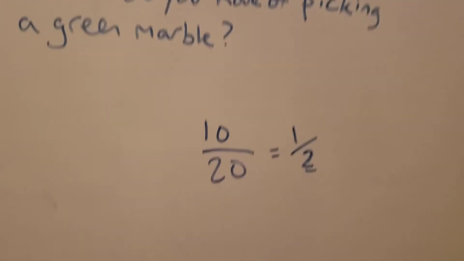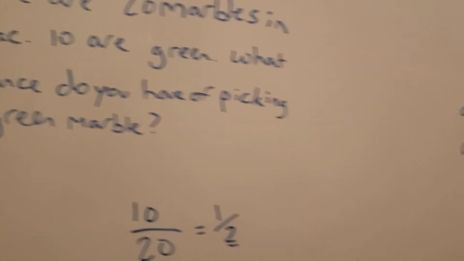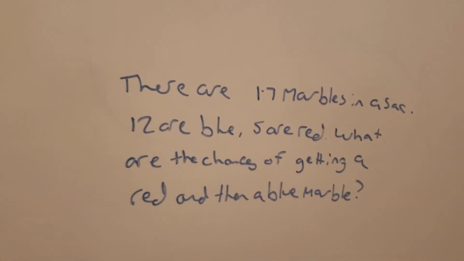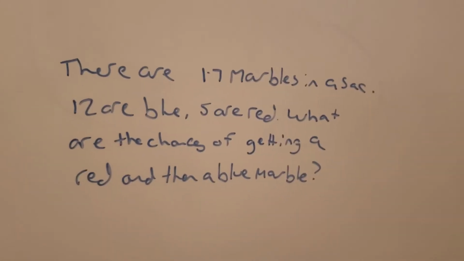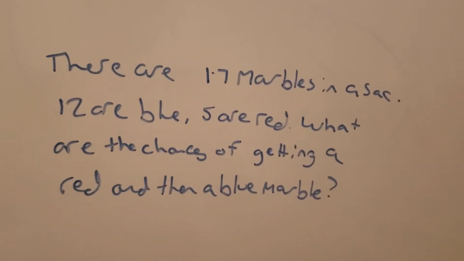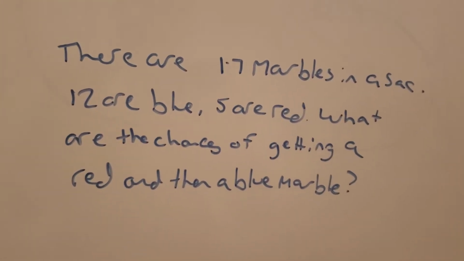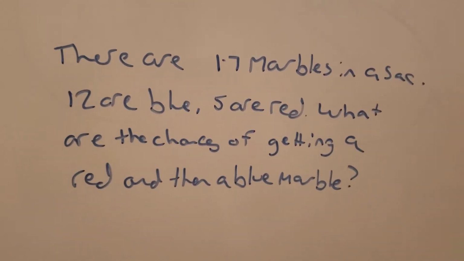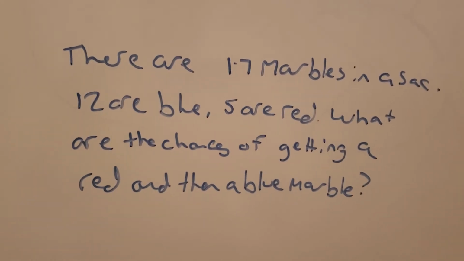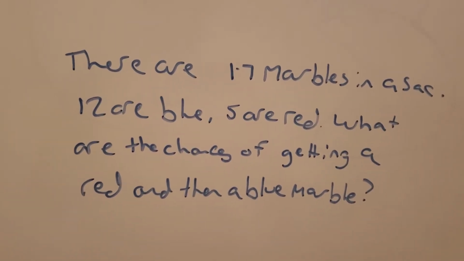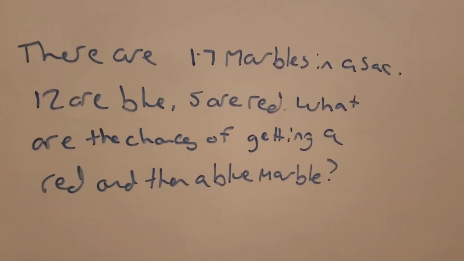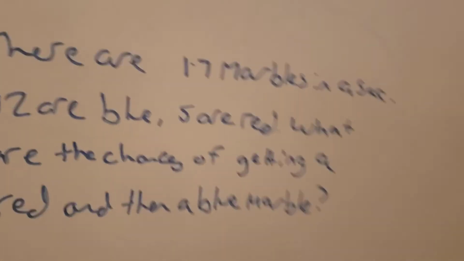Now, there are harder problems when it comes to probability, and that's when they might give you this kind of problem, where they say there are 17 marbles in a sack, 12 are blue, and 5 are red. What are the chances of getting a red and then a blue marble? Well, now things have changed. They're asking what's going to happen if you pull one out, and then you have to get another one. So let's see what would happen.